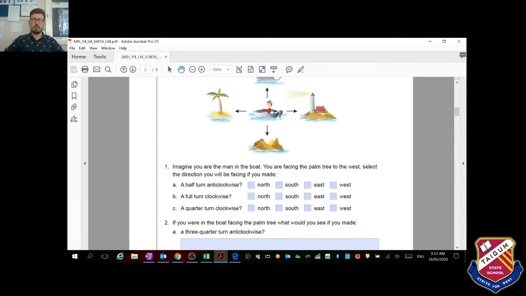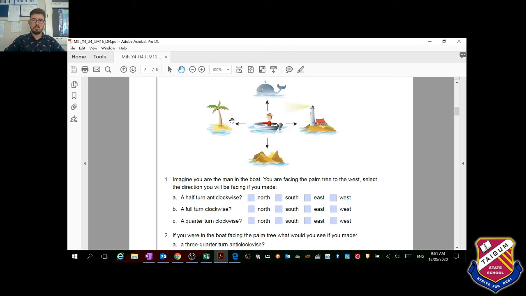Alright, so imagine you're in the boat, you're facing the palm tree. Okay, so we're going to treat it like a clock. So if I make a half turn anti-clockwise, I'm going to be over here, I'm going to be facing east. If I make a full turn clockwise, I'm going to be facing the exact same direction, which is west. If I make a quarter turn clockwise, I'm going to be facing north.